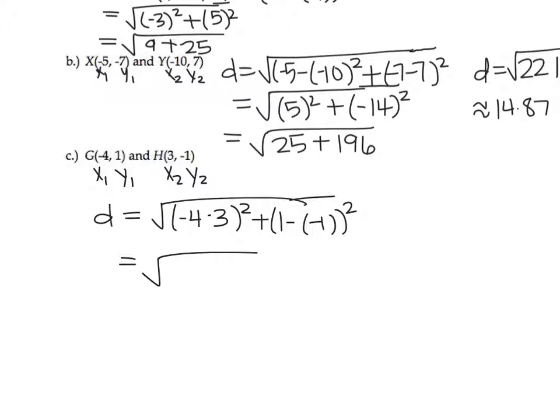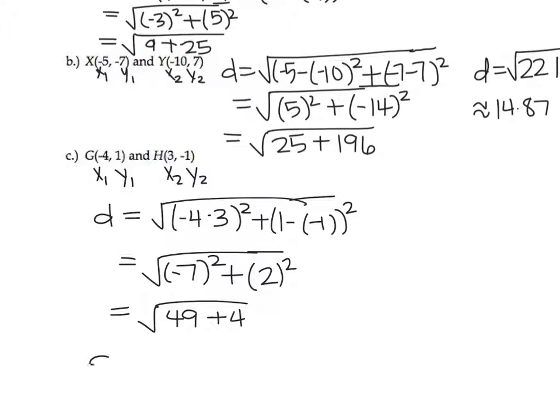So -4 minus 3 is -7. So we have -7 squared plus 1 minus a -1 turns into addition. So 1 plus 1, which is 2 squared. -7 squared is 49 plus 4. So again, we get the distance of the square root of 53, which we found already to be approximately 7.28.